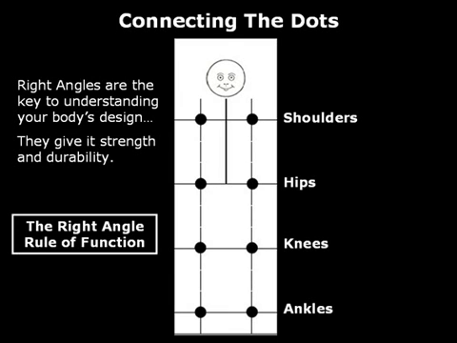When your body maintains what we call the right angle rule of function, then everything's happening as it should be. Your body functions as it was designed to function. It's when we deviate from the right angle rule of function that problems start to occur, and eventually we get wear and tear, and it manifests eventually as pain.